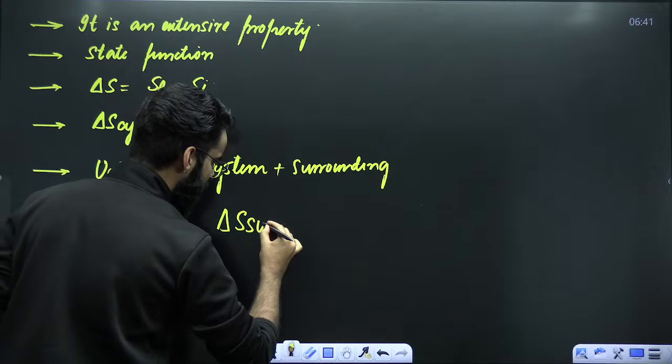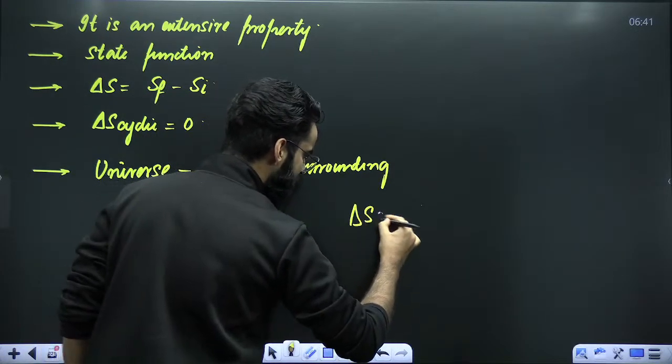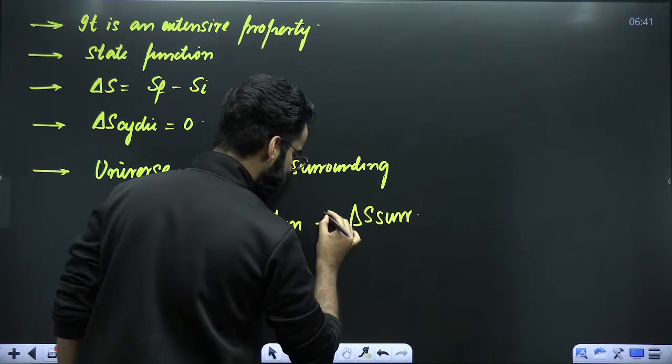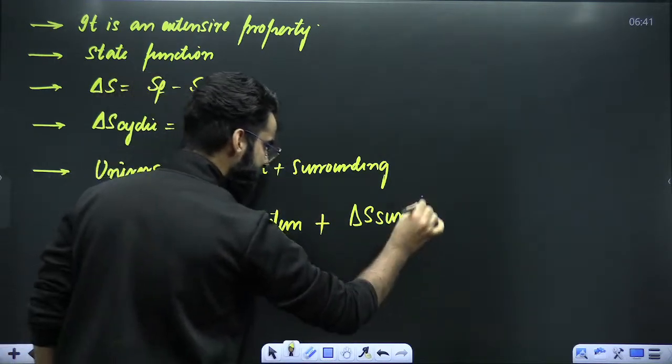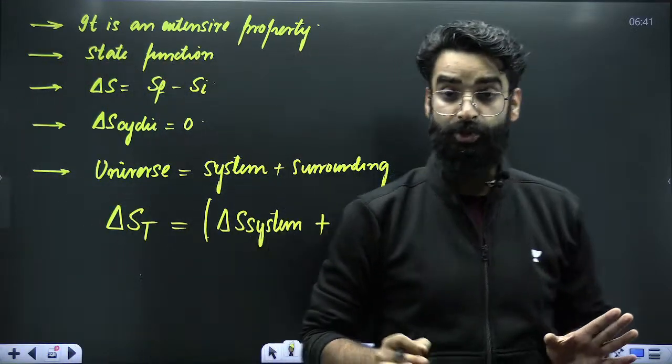So first of all, we will have to calculate the entropy change of the system. Then we have to calculate the entropy change of the surroundings. We need to add them up, and eventually after adding them up, I'll be getting the total entropy change of the universe. So do remember this?